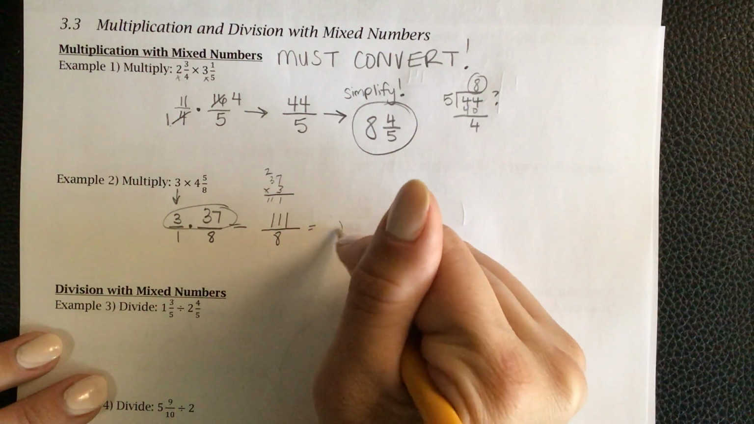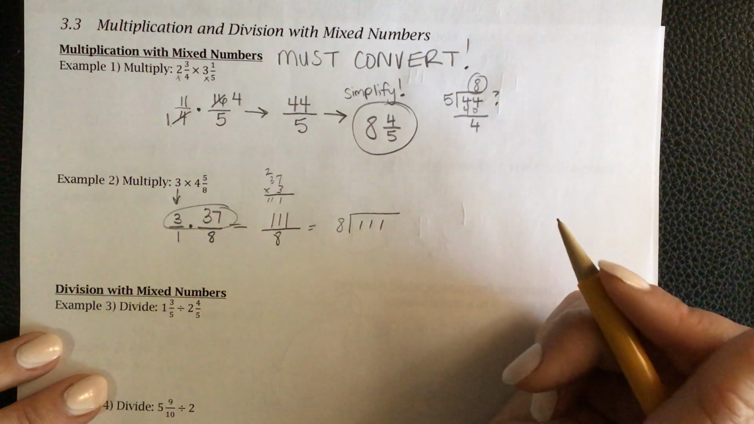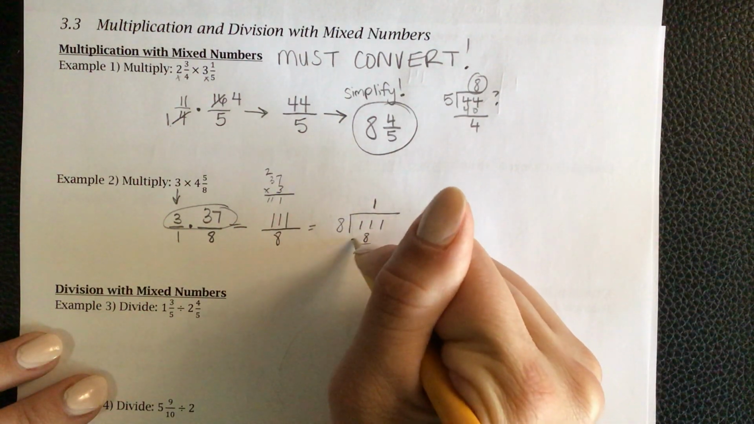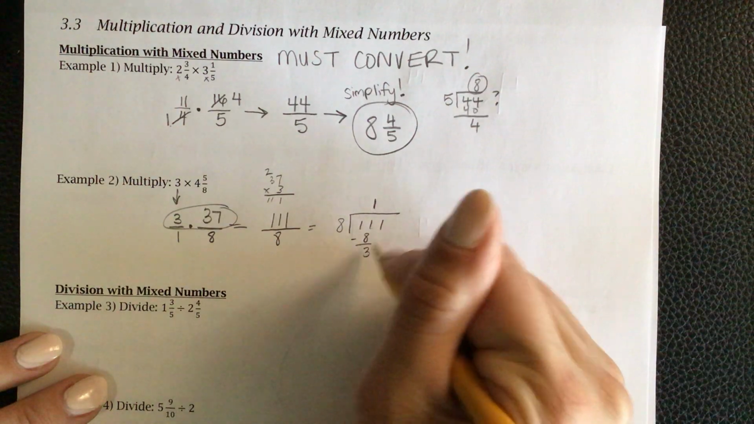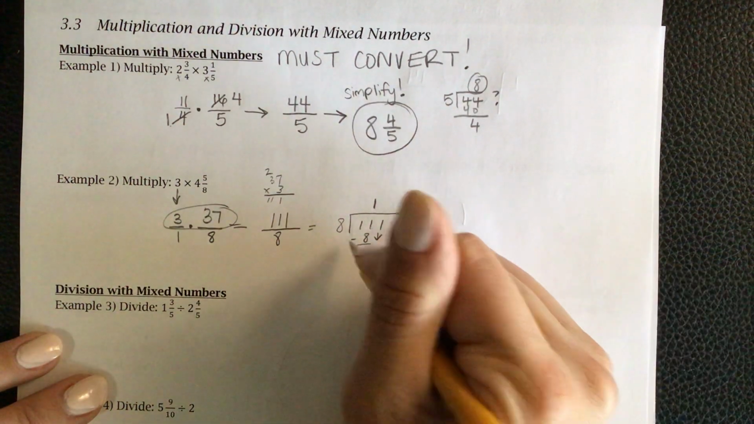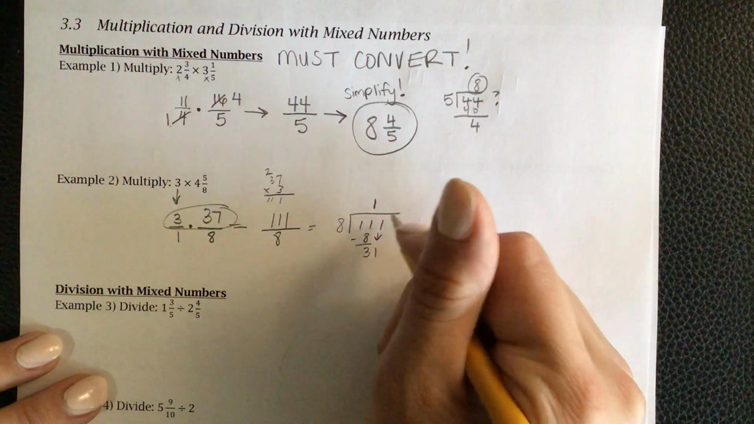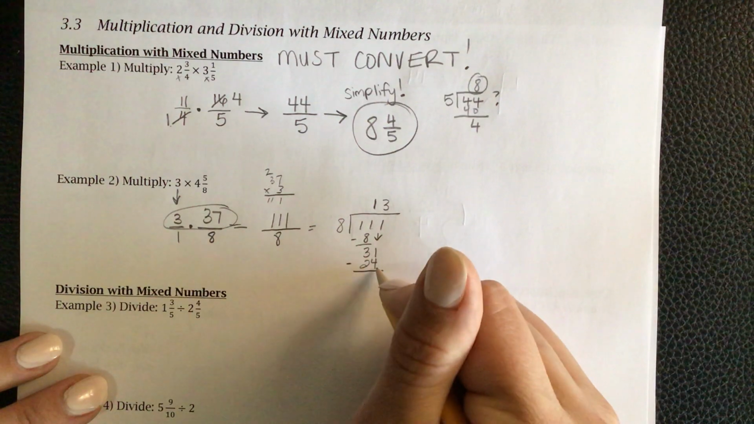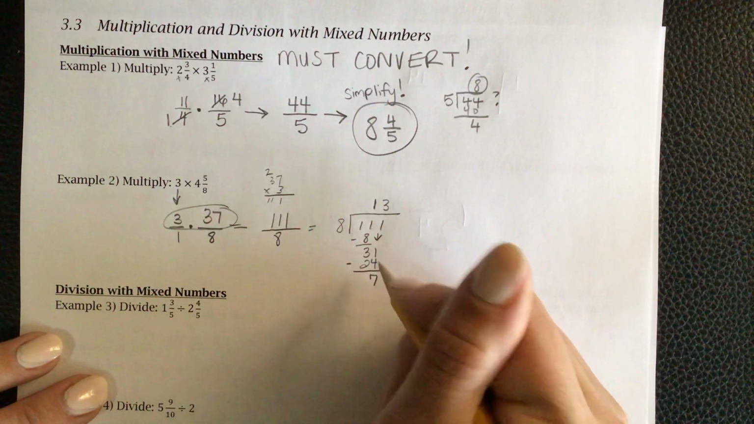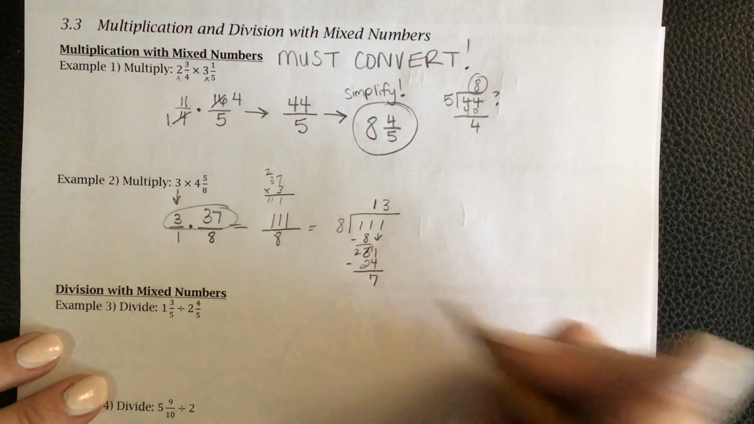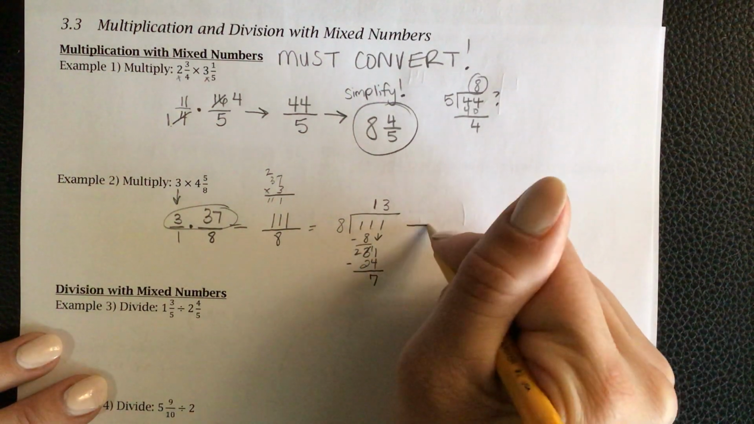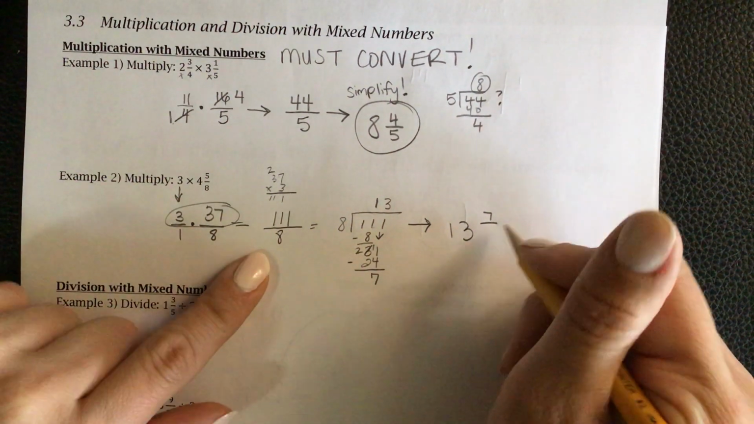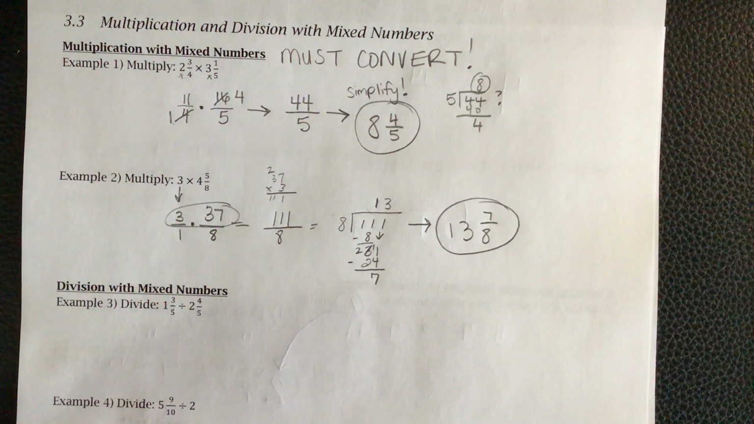How many times does 8 go into 111? 8 goes into 11 one time, and I have 3 left over. Bring down my 1. 8 goes into 31 3 times, and I get 24. And that means I have 7 left over because I borrow. 11 take away 4 is 7. So we have 13 whole with 7 over your 8. And that's my answer.